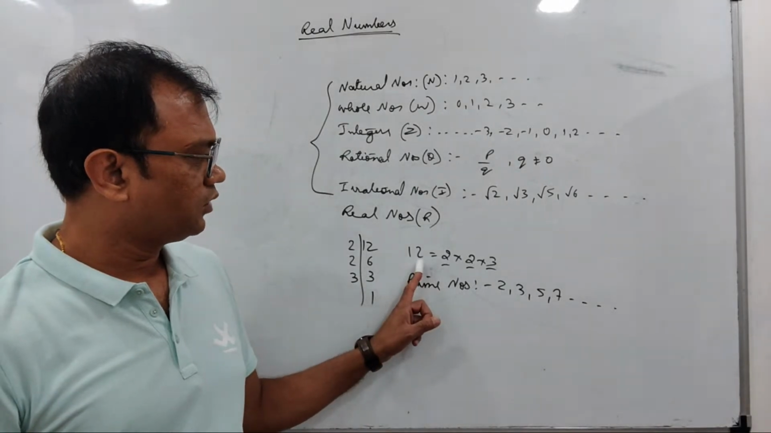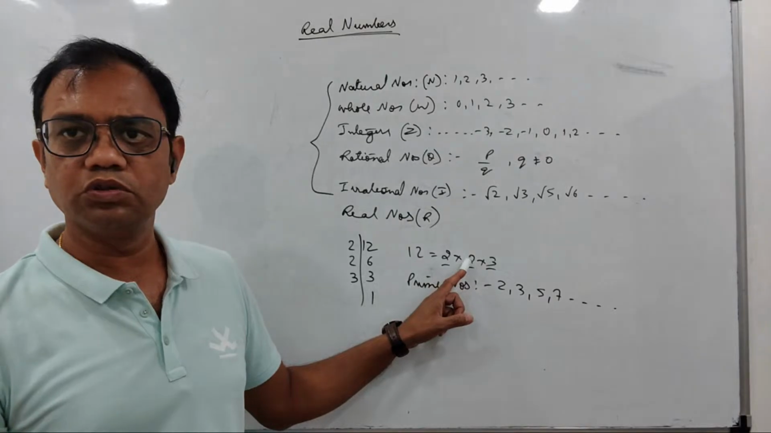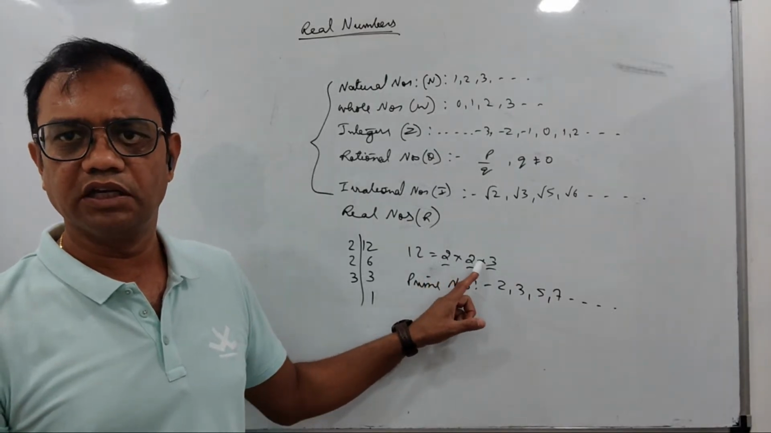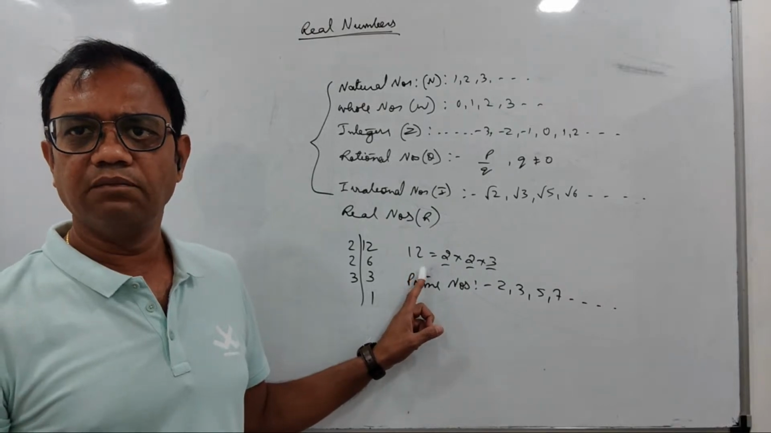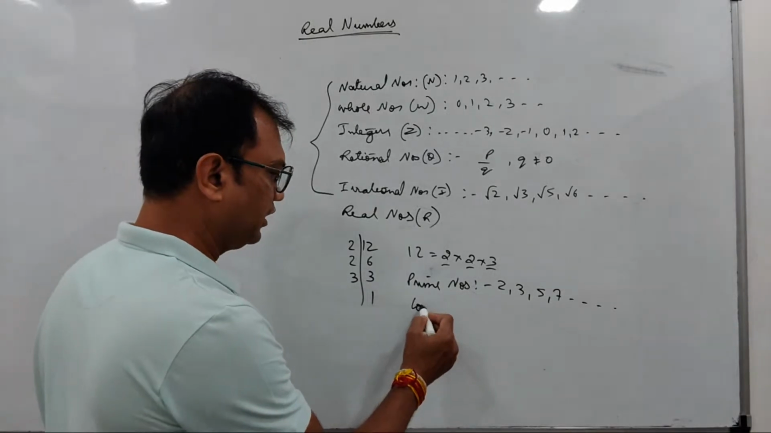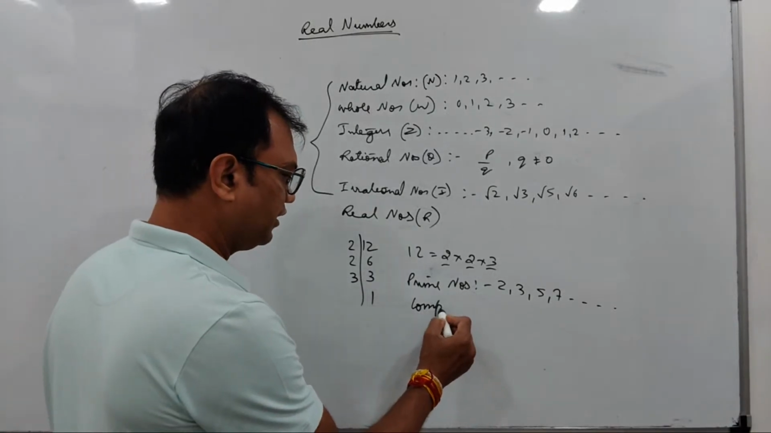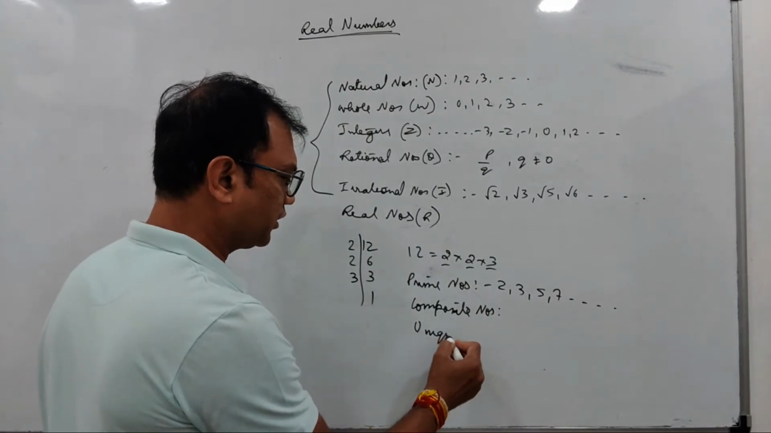But when we consider 12, 12 has factors 2, 2, 3. We don't say 2 times, we say it has factors 2 and 3. Therefore 12 cannot be considered a prime number. If a number is not prime, then it is called composite. So composite numbers have other factors. And 1 is called a unique number.